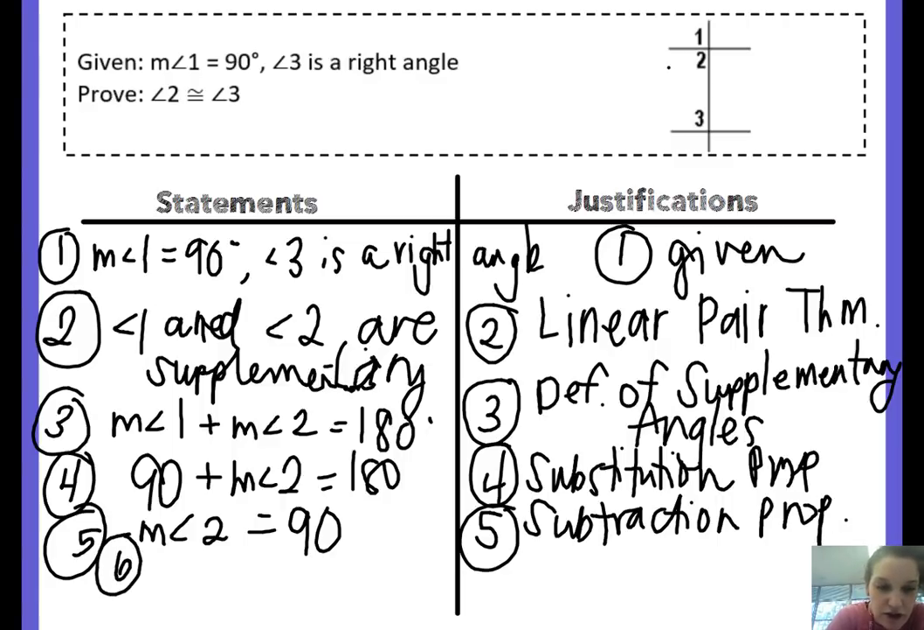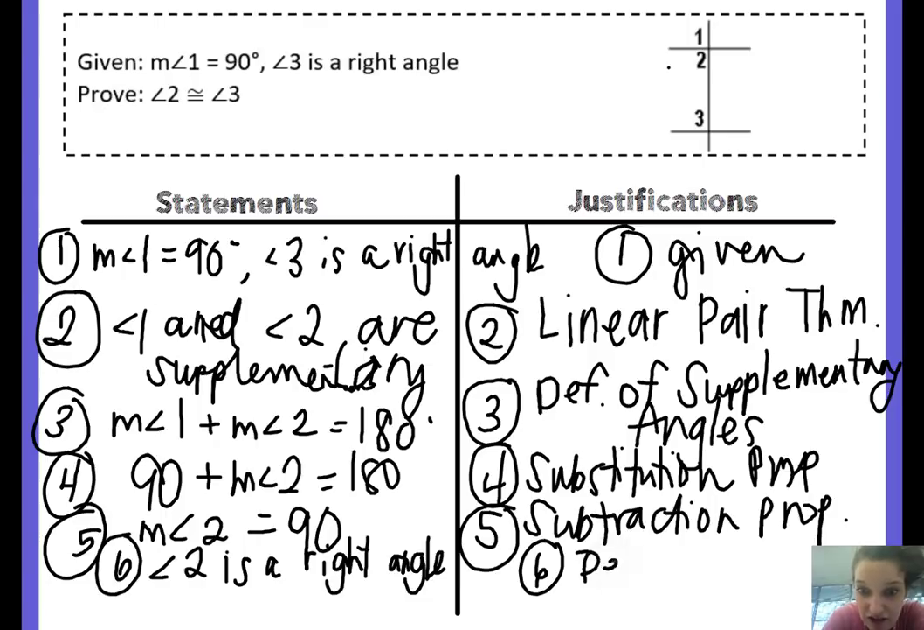And if the measure of angle 2 is 90, well, that's what it means for it to be a right angle. So that means angle 2 is a right angle. Ooh, I like where this is going. Angle 2 is a right angle. How did I know that was a right angle? That's the definition of a right angle: if its measure is 90 degrees, that means it's a right angle. So because I knew the measure of angle 2 is 90 degrees, that meant that angle 2 was a right angle.